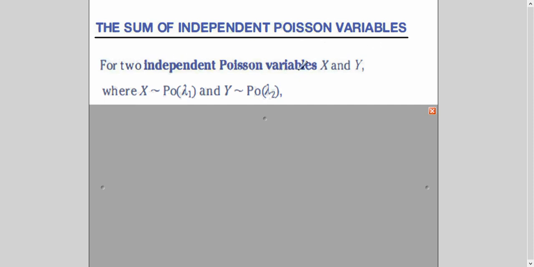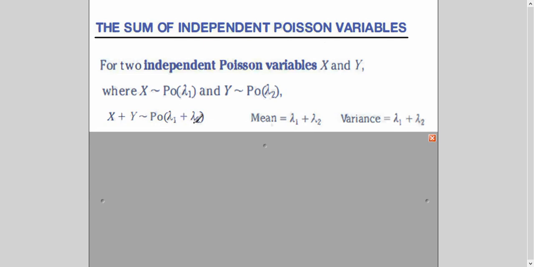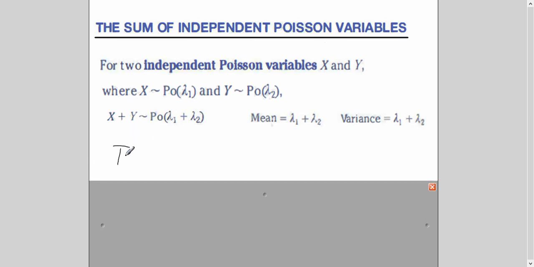For two independent Poisson variables X and Y, suppose lambda 1 and lambda 2 are given to you, and you have to find the total. When you have to find the total, you add up the lambdas and your new variable will be X plus Y. You can name it by some other letter, for example T equals X plus Y. Then I can write my new distribution like this, whatever is the sum of lambda 1 plus lambda 2. Suppose that equals lambda. So I can write the new distribution here and then apply it in my calculation.